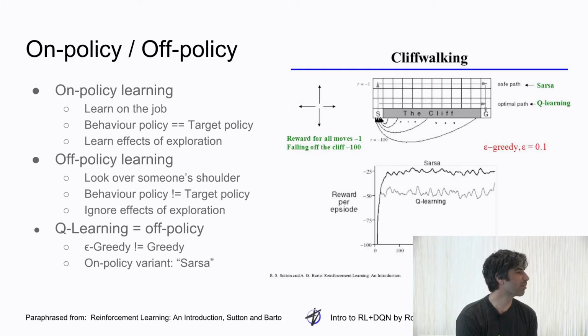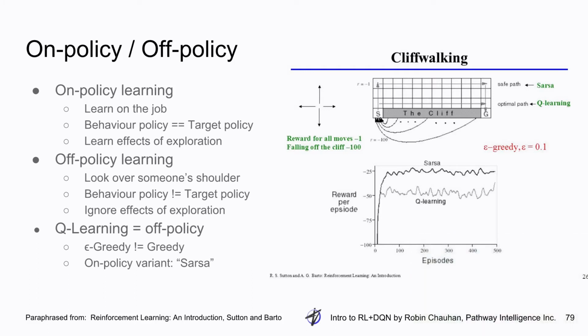Okay, on policy, off policy. So we said Q-learning is doing epsilon greedy when it's training, that's the behavior policy, and totally greedy for its target policy. And they're not the same. That means Q-learning is off policy. If the two policies are different, it's off policy. If they're the same, it's on policy.